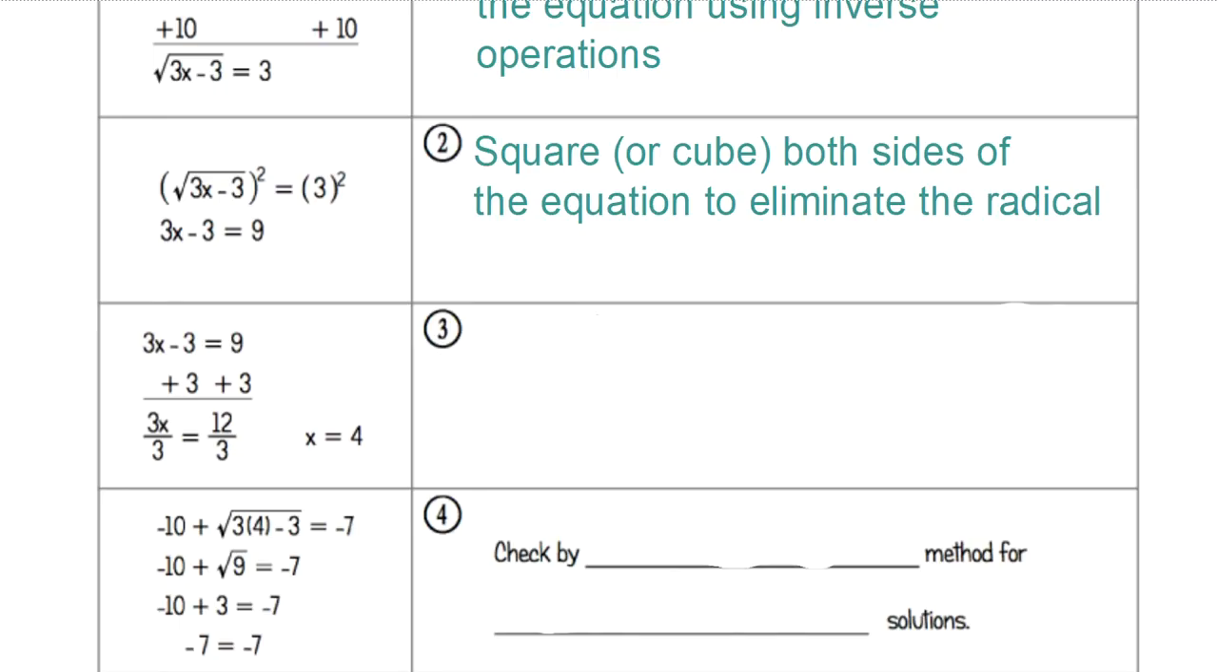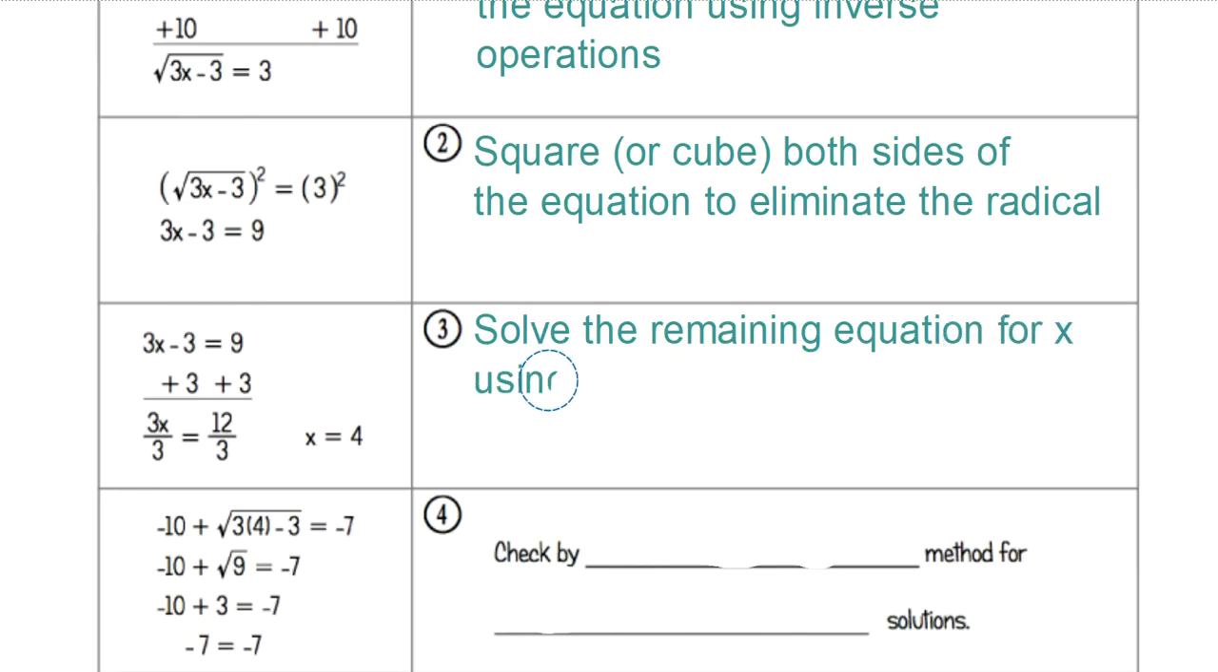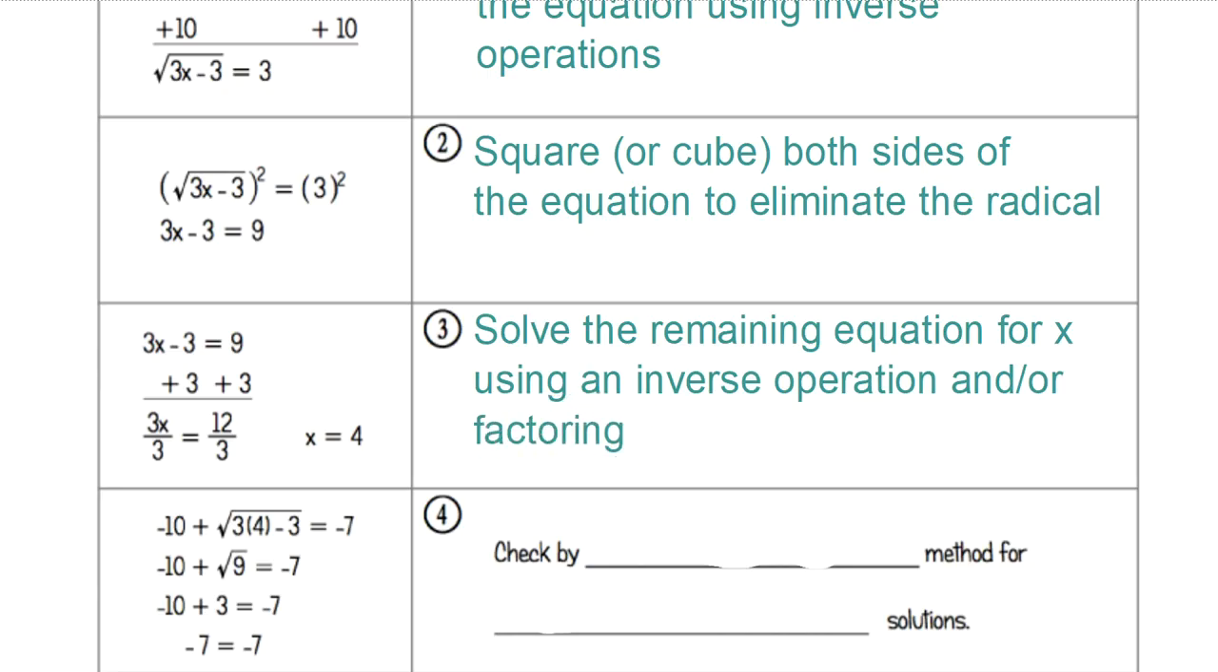Once that radical is gone, now it's generally a pretty basic equation to solve. So we're going to solve it for x using either inverse operations, or sometimes we'll be left with something that has to be factored. So that gives us an answer. So we'll end up with x equals something. If we had to factor, we may end up with 2 possible x values.